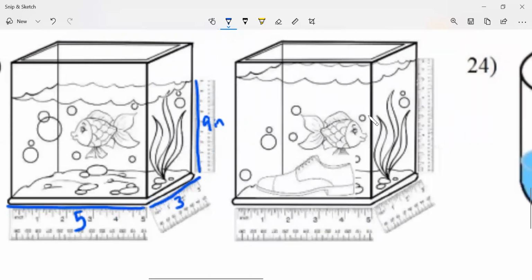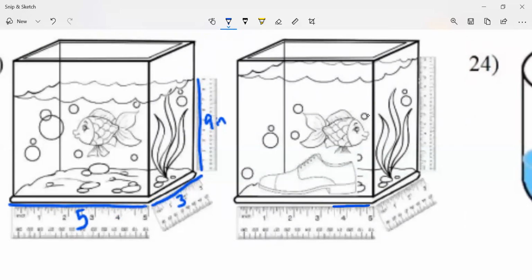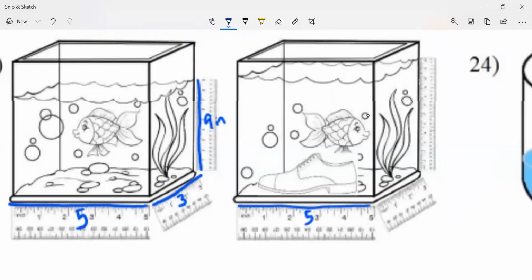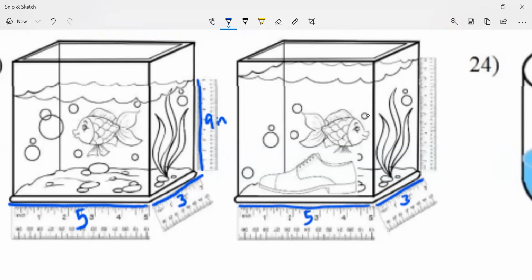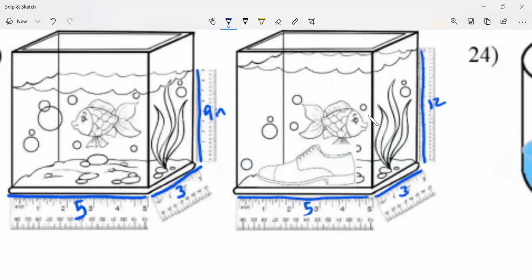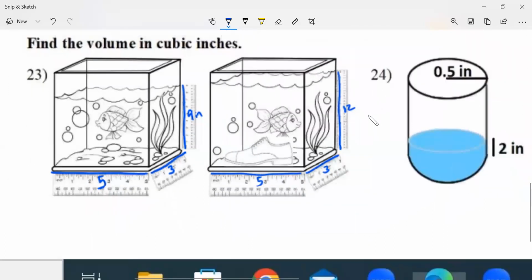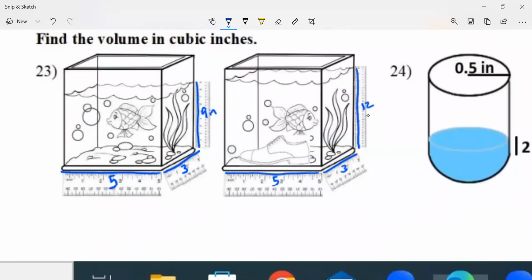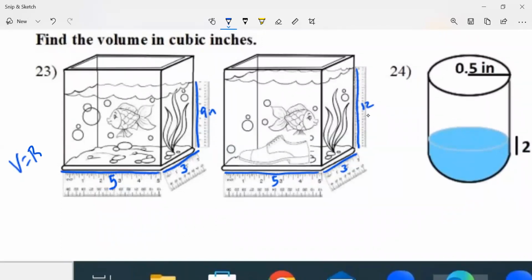And then with the shoe, I see the measurement here at the base is a 5x3 base, which doesn't change. It's a 5x3 base. But now the height using the calculator, I'm going to find out is 12 inches. So the height changed. The way I'm going to find out the volume, I remember the area of a prism is area of the base times the height. The base we see is a 5 by 3 rectangle.